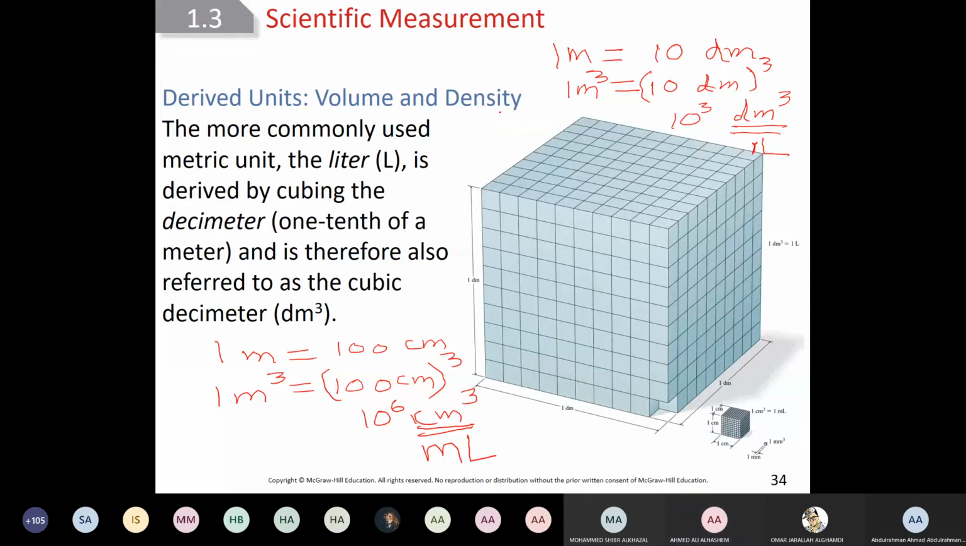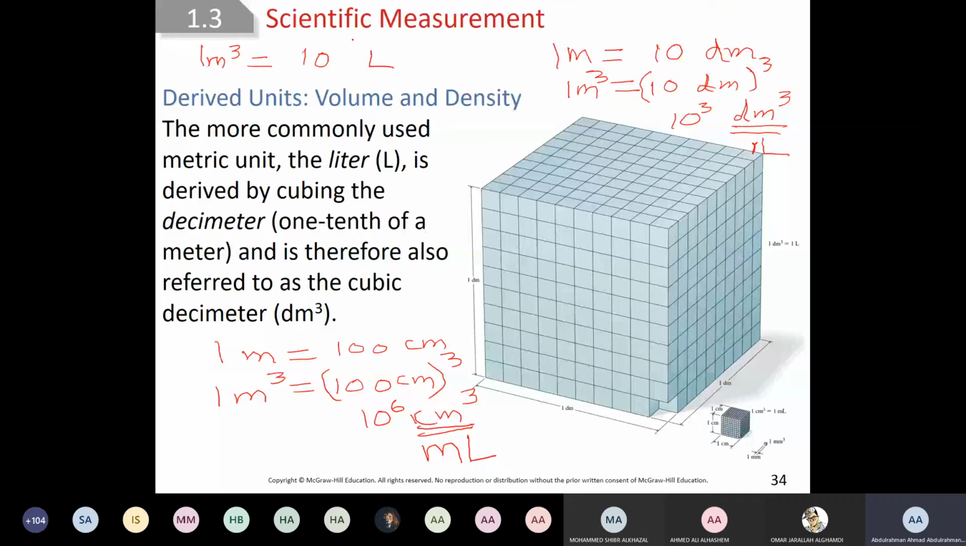1, 10 to the power what? 3. I ask you now, 1 meter cube, how many liters is this? How many liters? 10 to the power 0? 10 to the power what? Not 0. It's 3, 1000, 10 to the power 3.